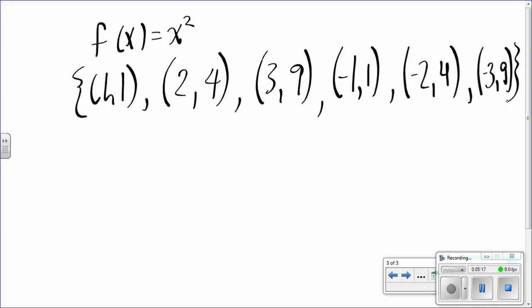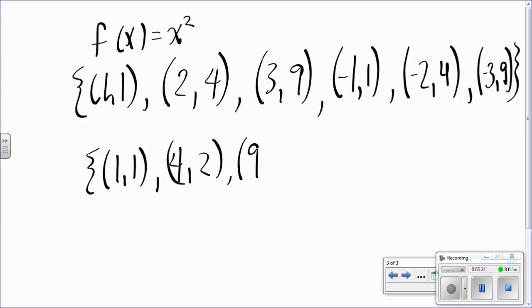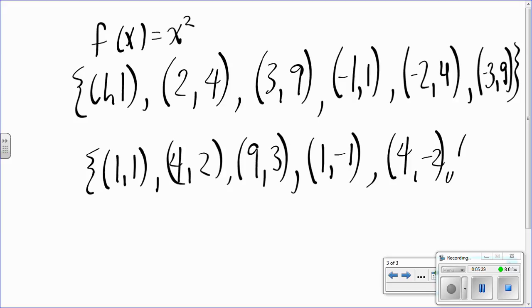What if I put in negative 3? Yeah, well, that's a function, right? But if I try to reverse those, if I try to make the inputs the outputs, I have 1, 1; 4, 2; 9, 3; 1, negative 1; 4, negative 2; 9, negative 3. And we've just broken that very first rule that you learn when you start learning about functions in Algebra 1. X is repeated. So this function does not have an inverse.